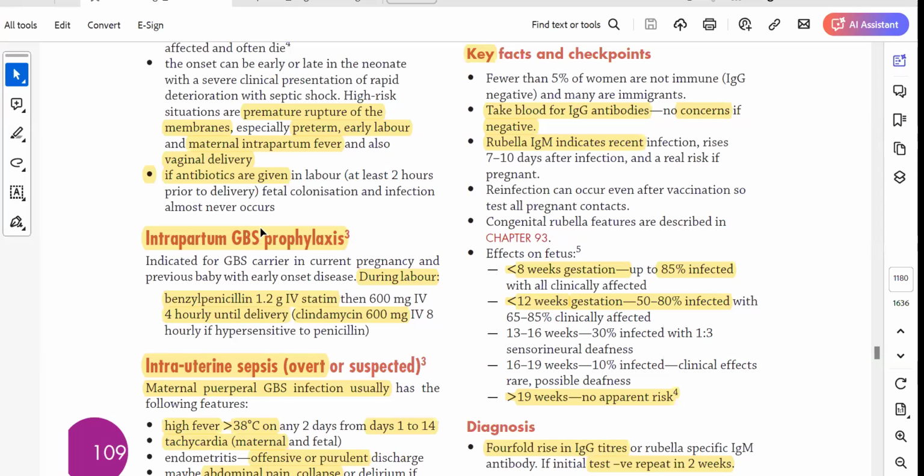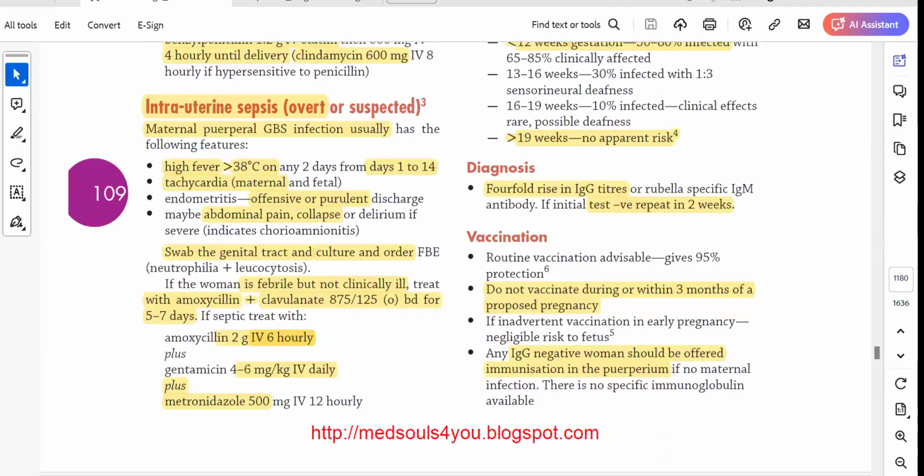The high risk situation is that if a patient has got premature rupture of membrane, then it's very common that this GBS can cause chorioamnionitis, it can cause lots of infection. Intrauterine sepsis. So let's say you haven't tested the patient for GBS during pregnancy, and somehow during the birth time, this GBS has now infected the uterus of the mother.